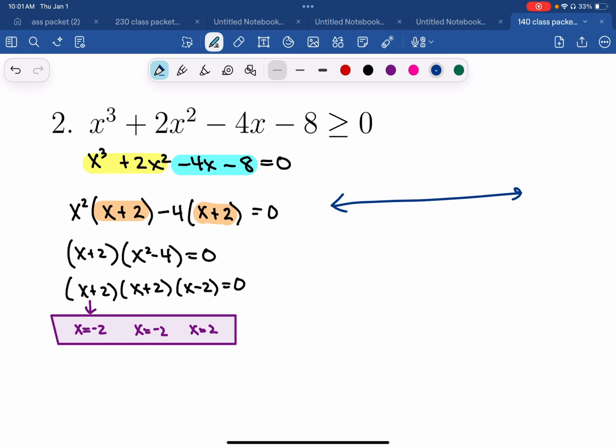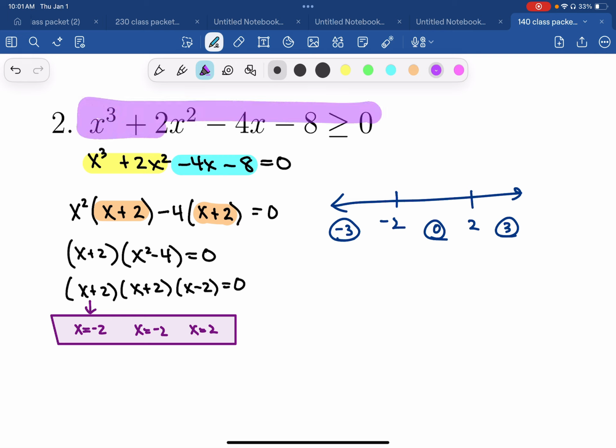So now I'm going to put those two numbers on a number line. And I'm going to test numbers that are in between. So I'm going to test a negative 3, 0, and 3 so that I know which of these sections works in my original inequality. So I'm going to test those right up here in this original one. So we're plugging it into the purple.